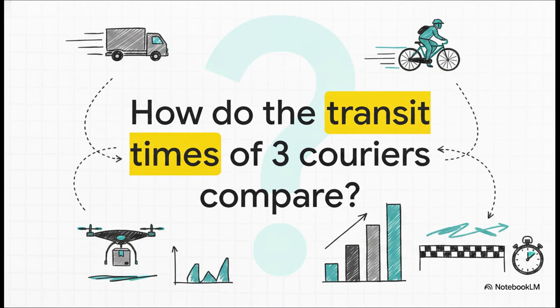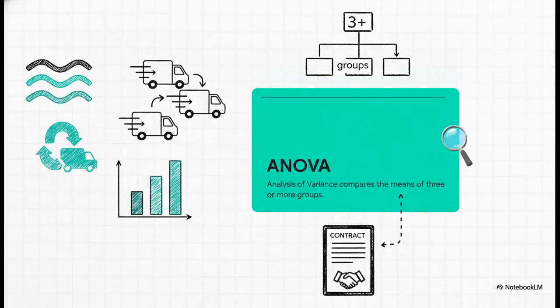We contract with three competing logistics partners, and we need to know exactly how their average transit times stack up against each other. So the crucial point is right there in the number, 3. We're measuring a continuous variable, transit time, across three distinct groups. Because we have three or more groups, the decision tree automatically points us to an analysis of variance, or ANOVA.